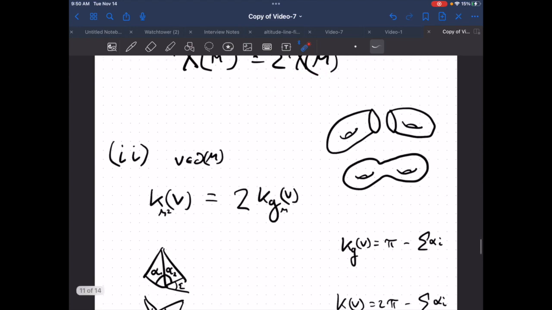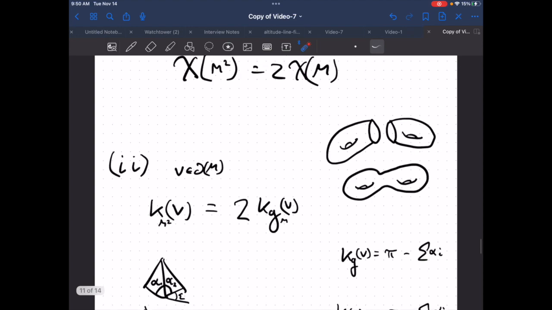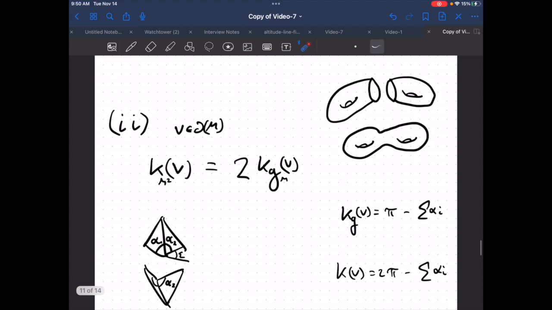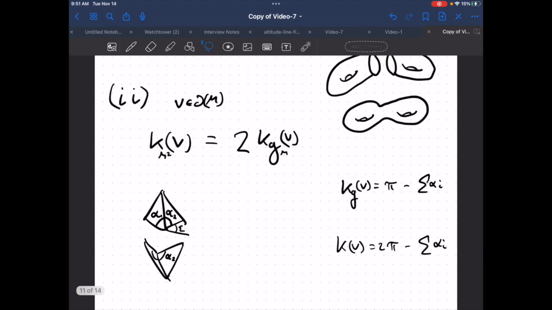The next observation we want is that if we have a vertex on the boundary, well, when we glue our surface together, this vertex is no longer going to be on the boundary. And we can say our discrete Gaussian curvature is twice the geodesic curvature of the original surface on the boundary. So to see this, we can recall our definition of geodesic curvature here.